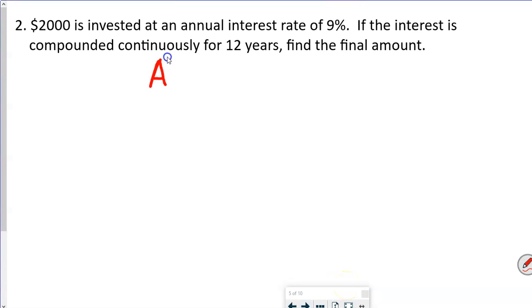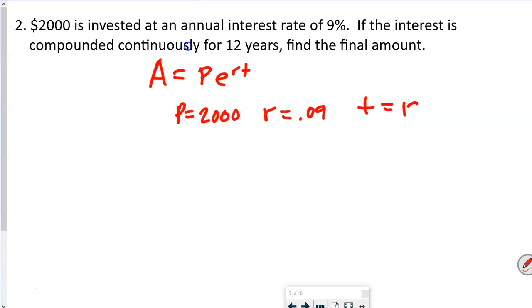Again, we're going to use this. It says compounded continuously. Ooh, can't draw today, y'all. So we're going to use that same formula, A equals principal e to the RT power. And again, our principal is $2,000. Our rate of interest is going to be 0.09, and our time is going to be 12 years. So A equals 2,000, and we're going to do e to the 0.09 times 12.